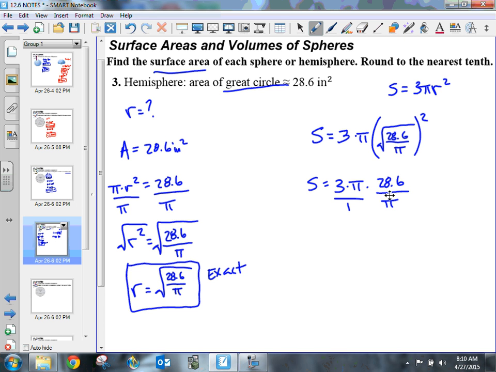Now because I'm multiplying everything, I can divide out my pi's, and my surface area is equal to 3 times 28.6. And when I multiply those together, I end up getting 85.8. And this is what? Inches squared. Okay, now guys, you could still plug all of this into your calculator and get 85.8, but I would prefer you to try and operate with exact values a little bit. All right, let's take a look at the last three.